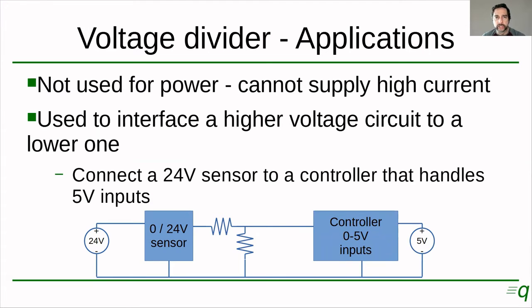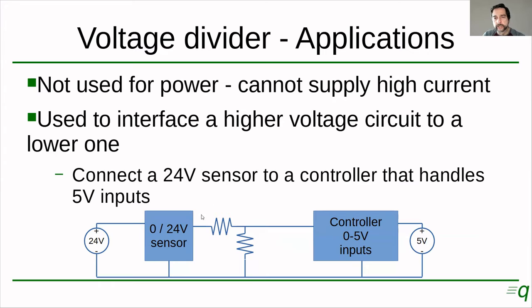So this is an application for a voltage divider. Like I said, voltage dividers are not used for power because they cannot supply a high current, but they can be used to interface a higher voltage circuit to a lower voltage circuit. For instance, here we have a 24 volt sensor, which is powered by its own 24 volt power supply. Then we have a voltage divider here.